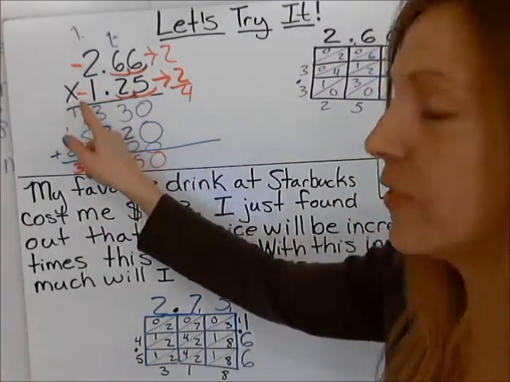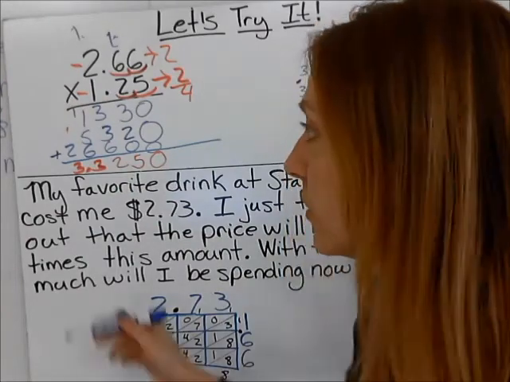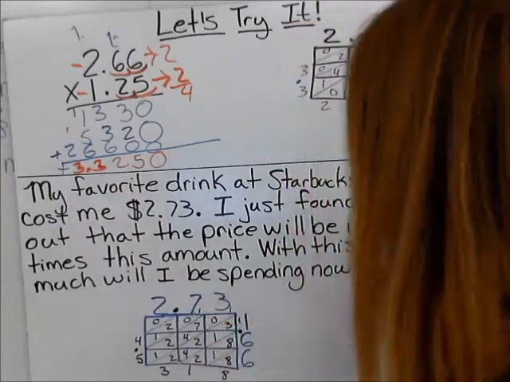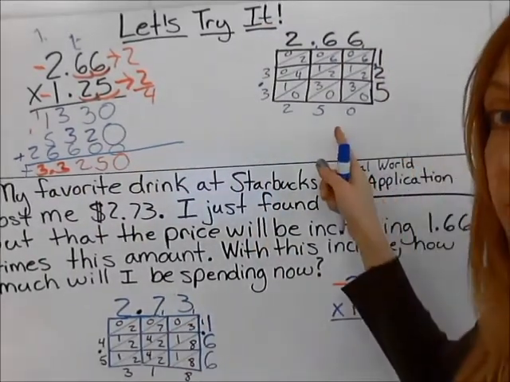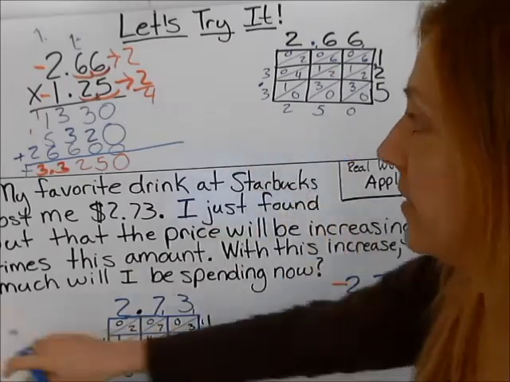And then this was a negative times a negative number. So I have to pay attention to that and make sure that I put the correct sign on my answer. It's going to be a positive. All right, I also completed this using Lattice, if you like that strategy. And I got the same answer.